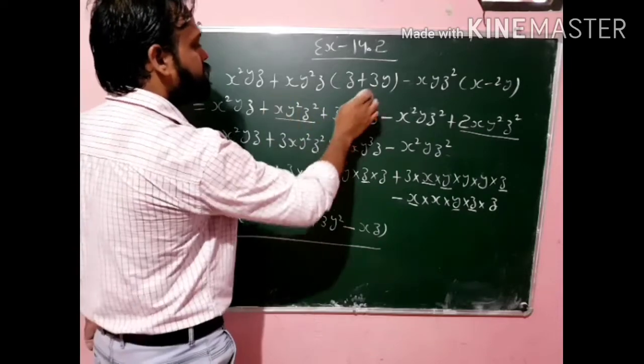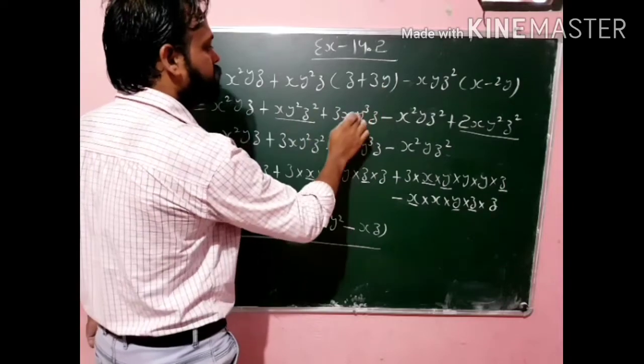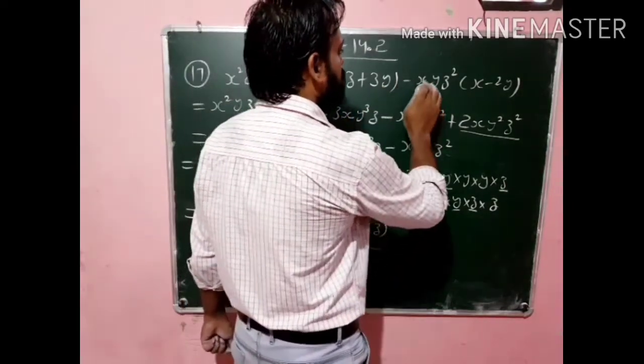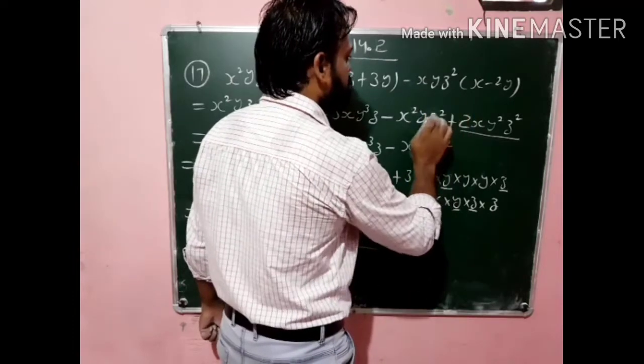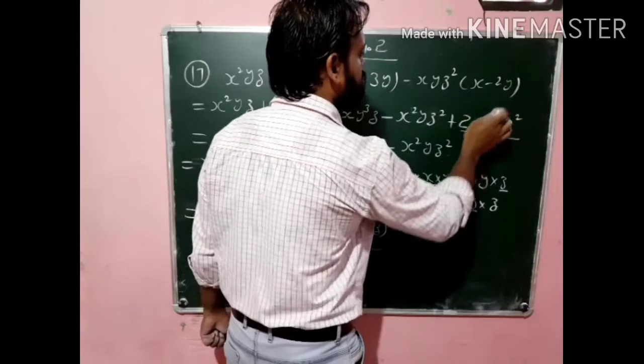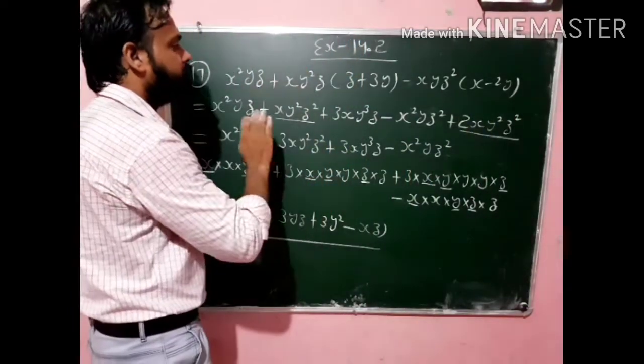Plus sign as it is, this 3 write down here, and then x as it is, then y square into y is y cube, then z. Now see here this is minus, x into x is x square, yz square, then minus minus is plus, 2 is here, x is here also, y into y is y square, then z square. So this is the first step, we had multiplied the terms.